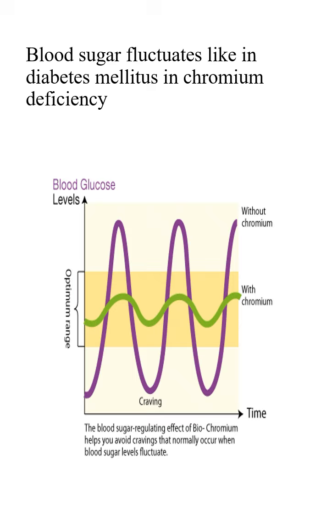There is a high followed by a fall after a meal, which causes craving and increased sugar intake. So this much variation in blood sugar levels occurs if there is chromium deficiency, and this resembles that of diabetes mellitus.